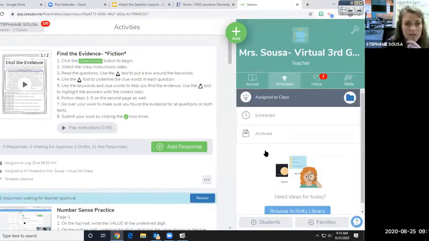Okay, so again, we're going to be taking some focus time on boxing those keywords and underlining those clue words. So if you have not already done so, go to Seesaw now, please. And go ahead and click on that Add Response button for Find the Evidence Fiction. Go open that up in another tab in Seesaw, and you're going to go back and forth. If you were in the physical building right now, this would be like looking down at your desk and then looking up at the teacher. So you're looking at your work, and then you're going to look at the teacher's work. That's what we're going to do here with 2 different tabs, okay?